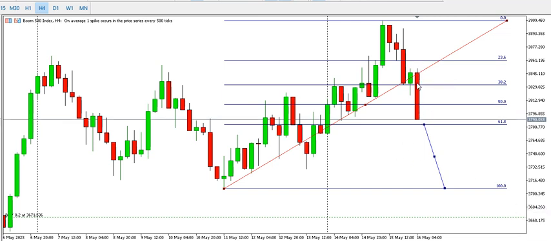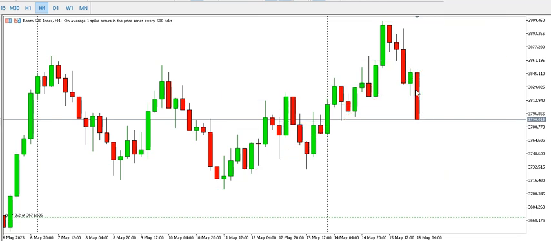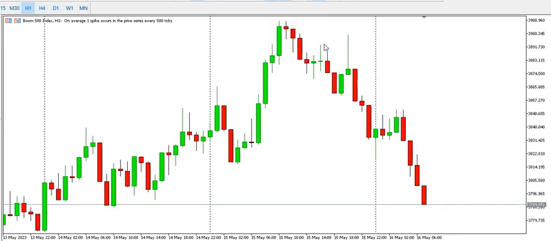And it appears as if that might happen. Look at the length of this candle. It's quite longer than every other candle on the left side of the chart. Okay, so that's that for the 4-hour time frame. Boom 500 index is currently selling on the 1-hour time frame, so look for selling opportunities.